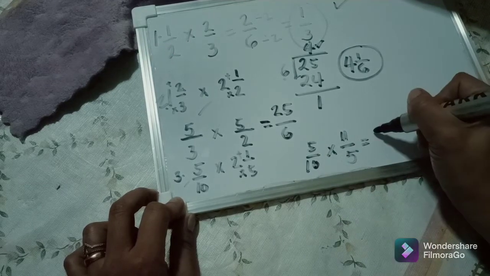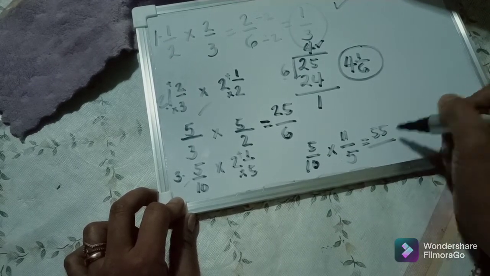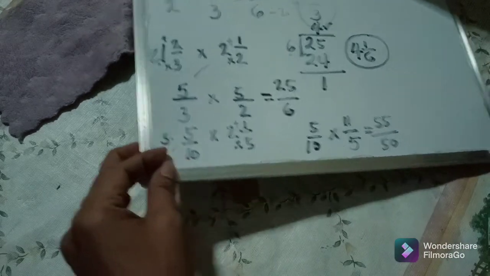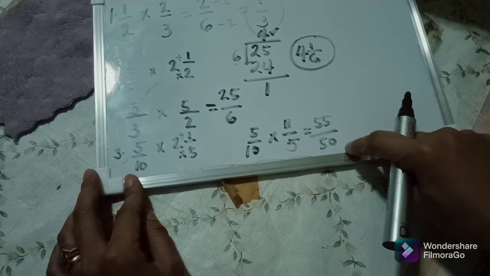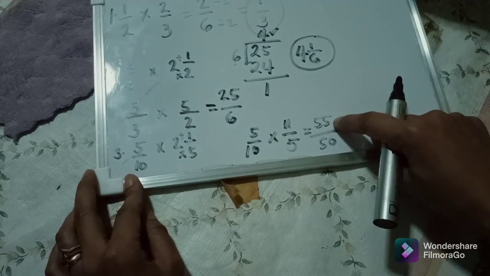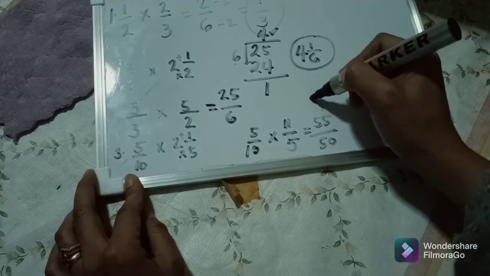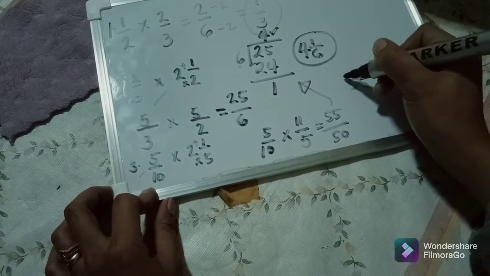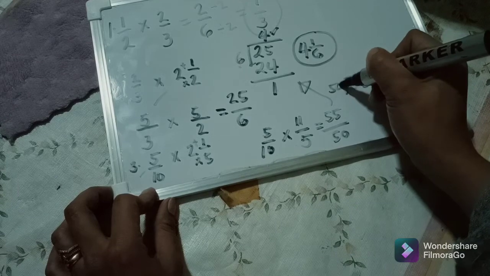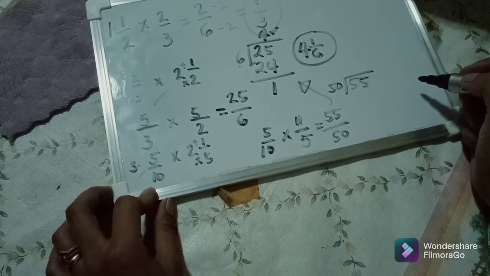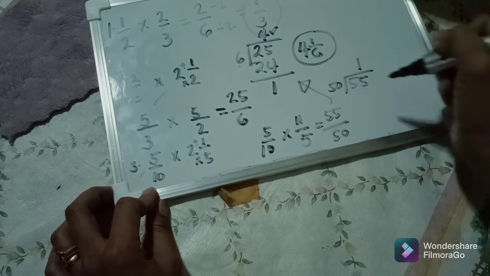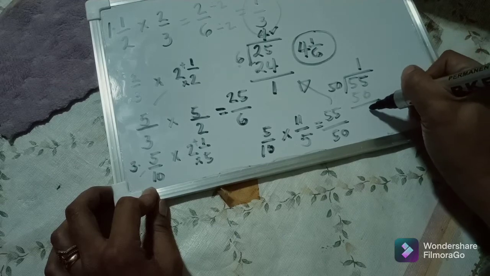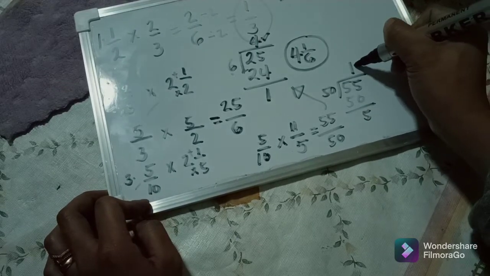5 times 11, 55, and then 10 times 5 equals 50. So look at this, guys. This is still an improper fraction because the numerator is higher. So what do we have to do? We have to divide it. The numerator inside and the denominator outside. So 55 divided by 50? 1. 1 times 50? 50. Now that's minus. 55 minus 50? 5. Very good. So now this 1 is our whole number.